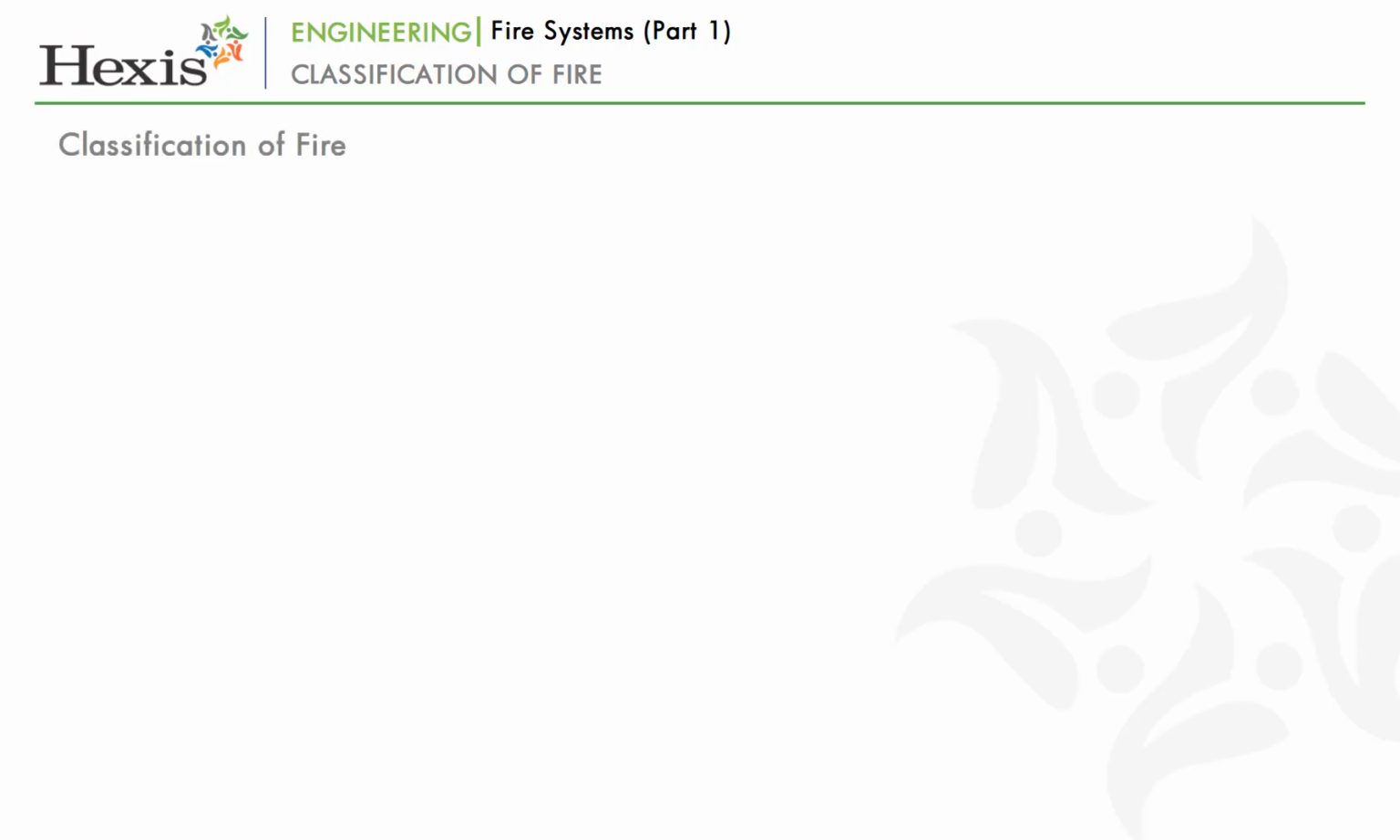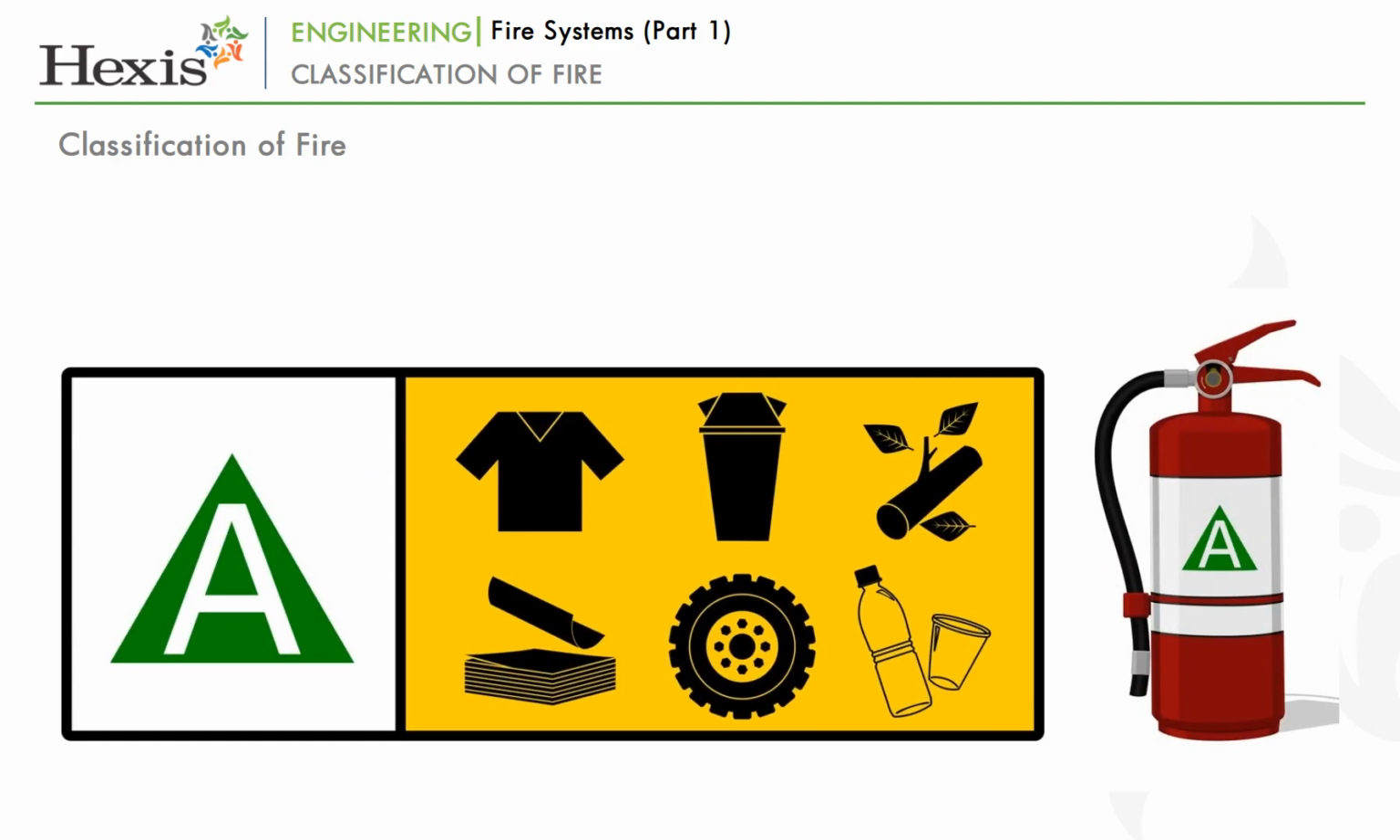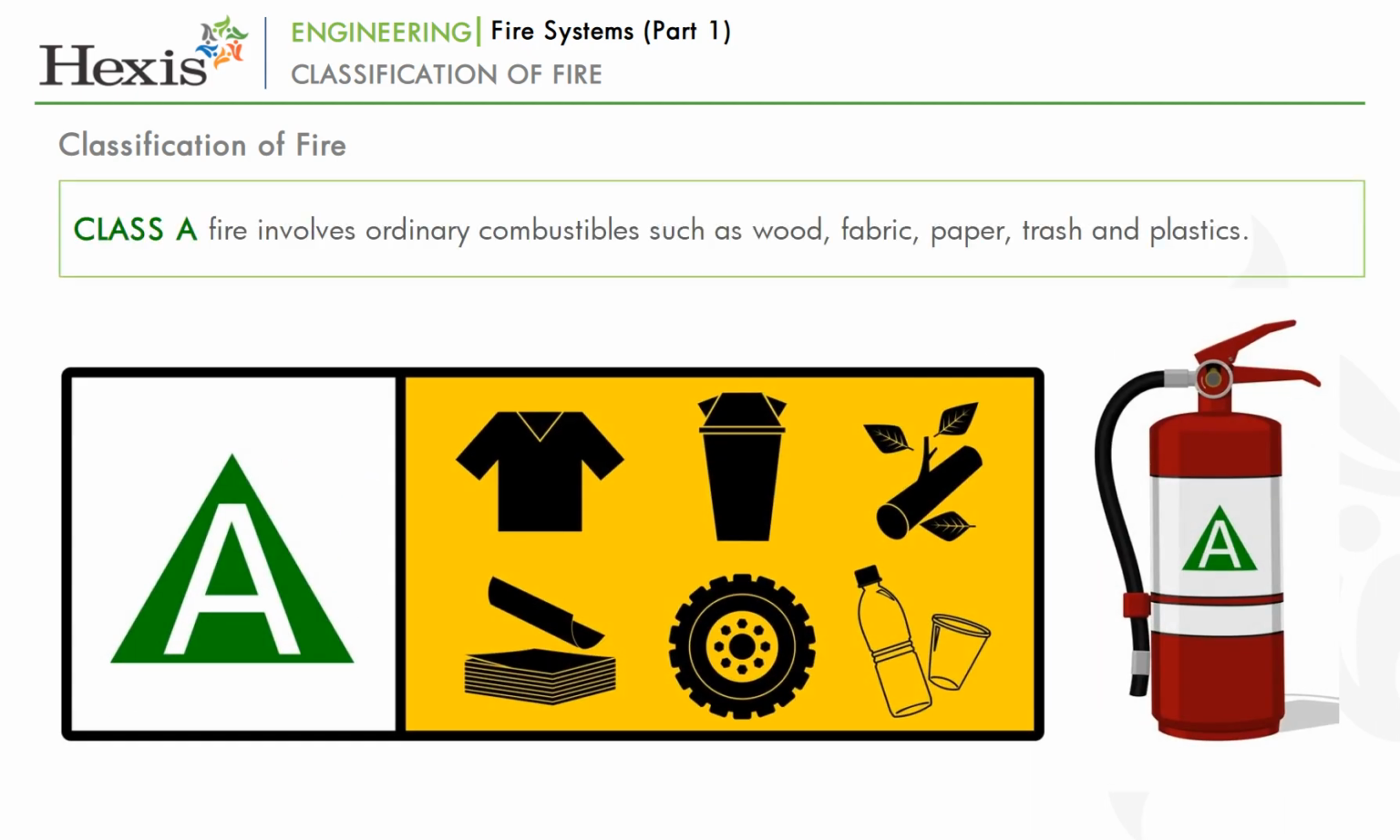Fires are generally classified based on the fuel type, that is, the material getting burnt. There are 5 classes of fire. Let's look at them. Class A. Class A fires are those involving ordinary combustibles such as wood, fabric, paper, trash, and plastics. Class A fires are commonly put out with water or monoammonium phosphate.